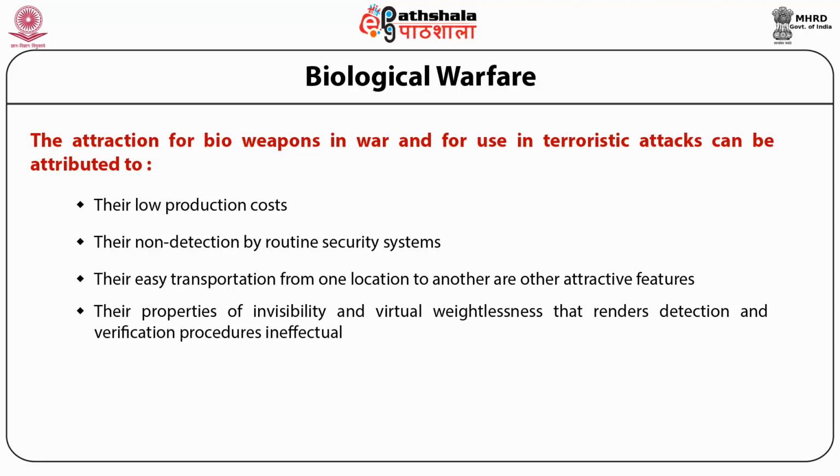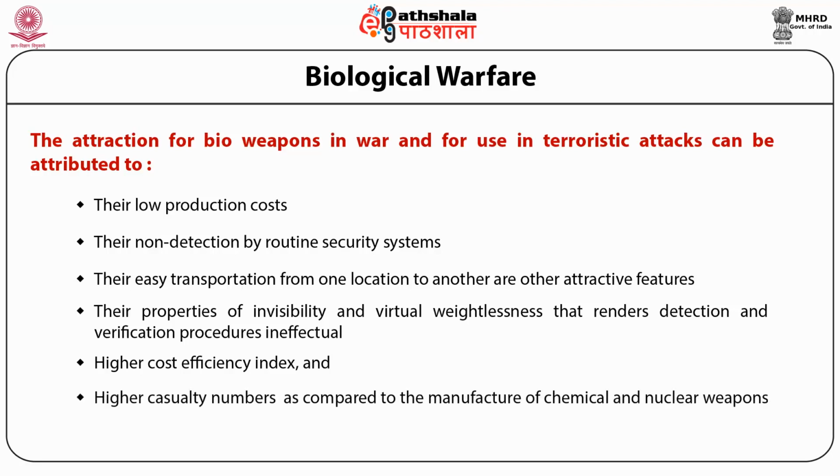Then there is a very high cost efficiency index attached to it. A small amount of biological hazard can pose a great threat to the society. So it has high casualty numbers attached to it as compared to the manufacture of a chemical or nuclear weapon. These are the key attributes which make biological warfare a weapon of choice in the hands of terrorists.